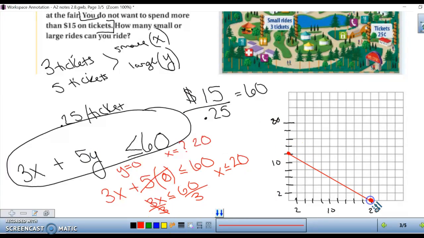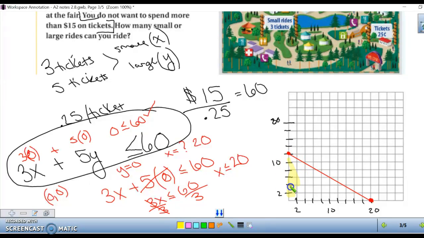And should this line be solid or dotted according to our inequality? It should be solid. Good. What side should we shade? It might be difficult to look at this and figure out what side to shade, so let's pick a point, 0, 0, and figure out if that should be a part of our shading. So when x is equal to 0 and y is equal to 0, what is your answer? 0. Is 0 less than or equal to 60? Yes, so that should be part of our shading. So we're going to shade down here under our line.